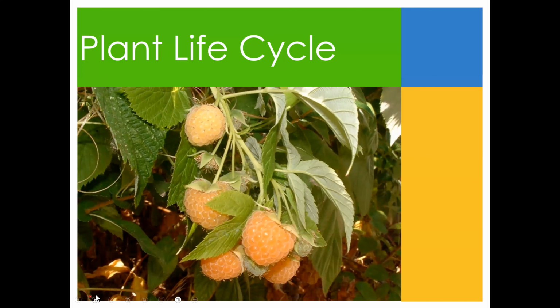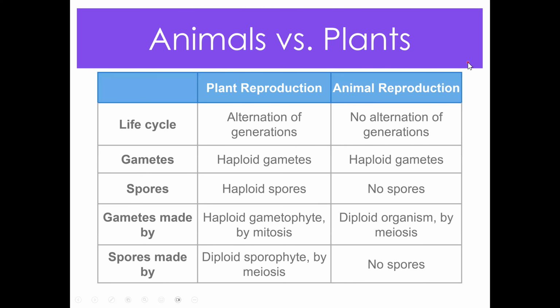So, the plant life cycle. Here's a handy dandy chart, just animals versus plants. Plant reproduction actually happens in alternation of generations. So this year versus, and then skip a year. In this case, we're between generations, so we're skipping a generation and then starting on another one.